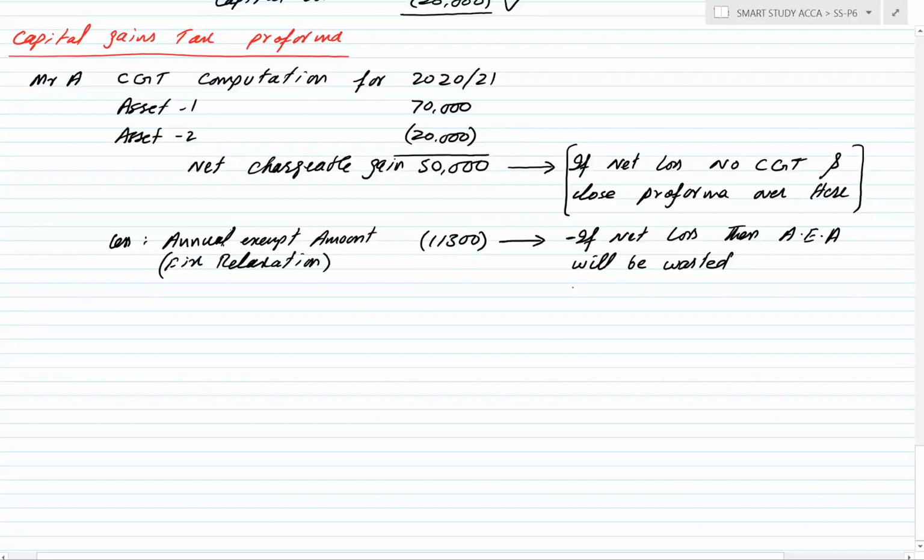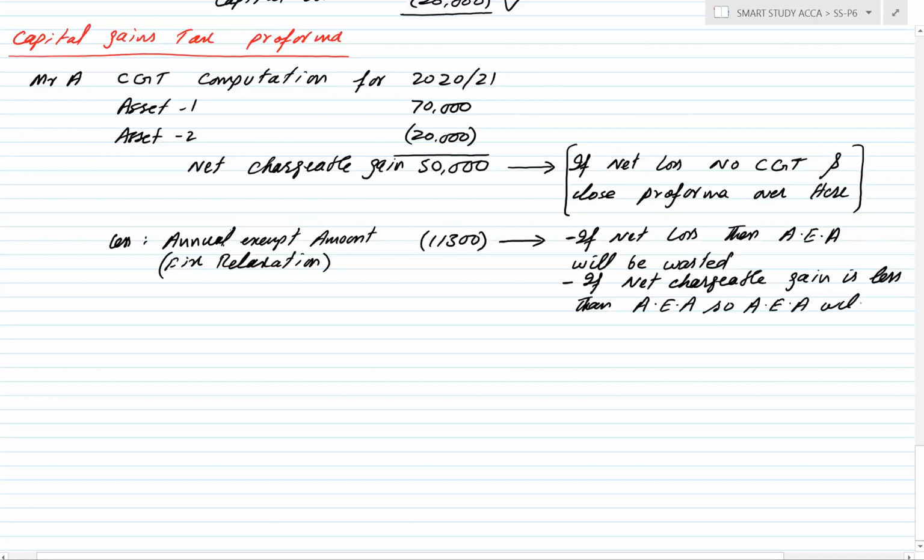Secondly, if the net chargeable gain is less than the annual exempt amount, then the annual exempt amount will be restricted to the gain.